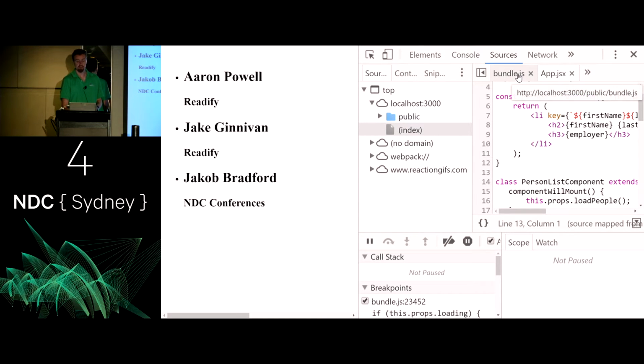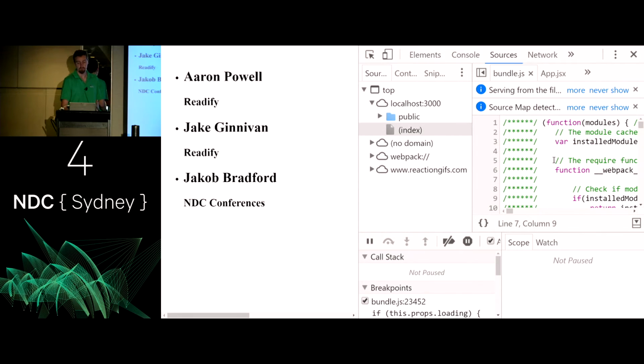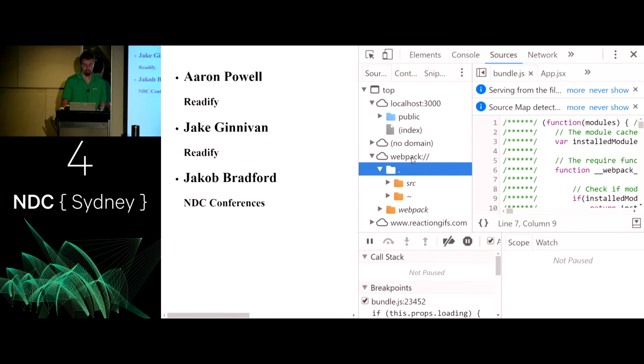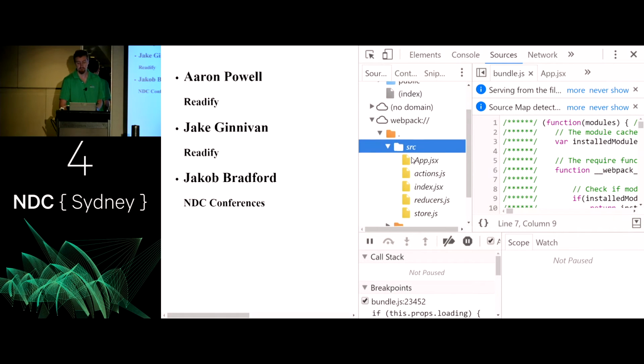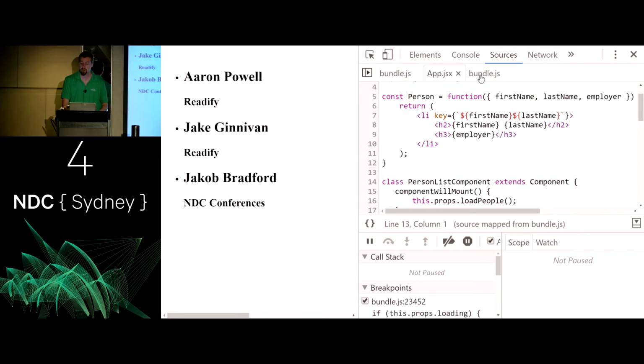Now I have bundle.js, which is this large file that is what I'm actually executing in the browser. But I have this node here inside of the Source Explorer, which gives me a representation of all the files that I originally started with. I have app.jsx, which is the code that I originally wrote, and you can see that this is JSX syntax. This is not valid JavaScript.